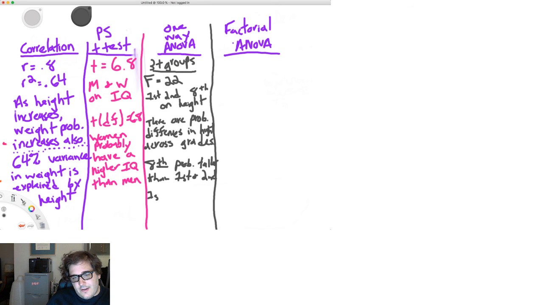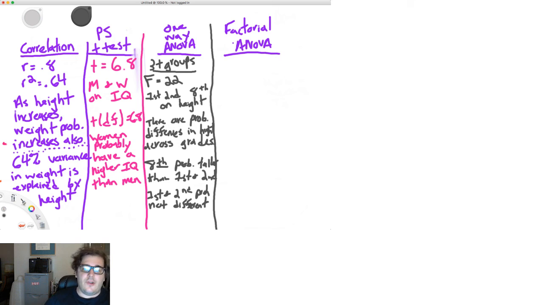First and second, probably not different, right? So if your Tukey's test gave you a number that was bigger than the difference between the means of first and second graders, then you would say that they're probably not different.